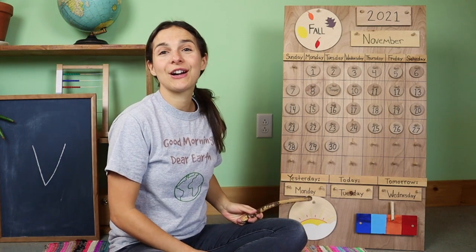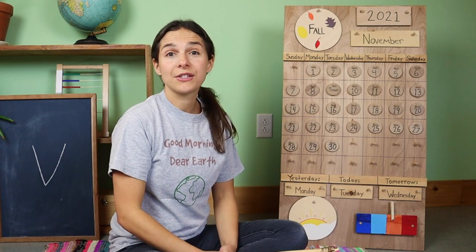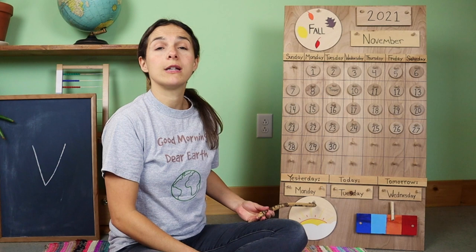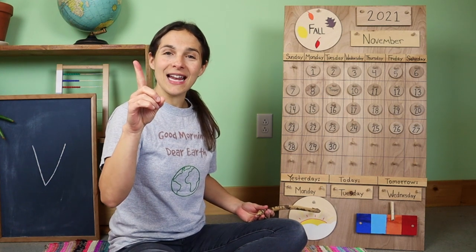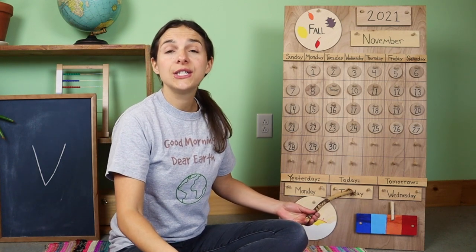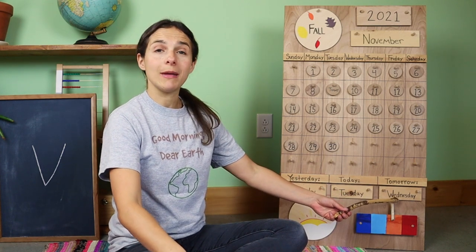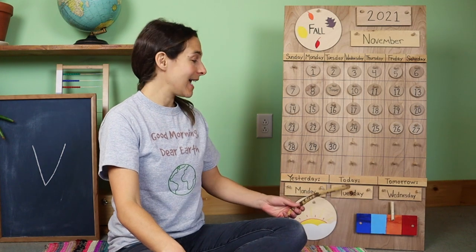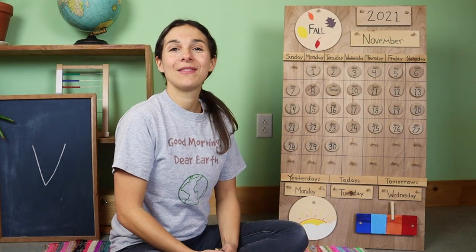Down at the bottom of the chart, we have the days of the week to go over. So listen for the sound that the day starts with, and you can tell me what the day is. Yesterday was Monday, the first day of the weekday. That means that today is Tuesday, and tomorrow will be Wednesday. Let's sing Today is Tuesday together, and then we'll go over the season.